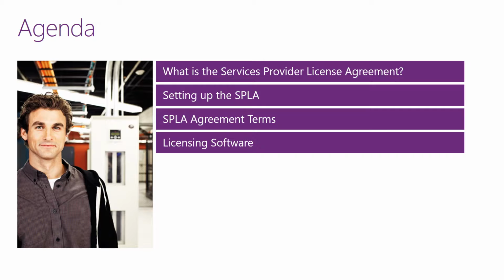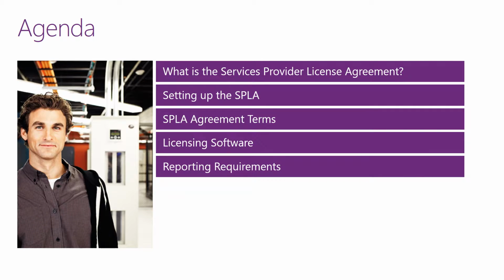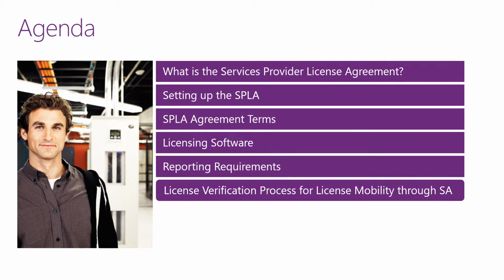The third module in this SPLA series does actually cover the licensing of the products in much more detail, so we'll restrict ourselves to just an overview for this module, but you do know where to go for the detail on this. We'll see that there are some reporting requirements for partners signing a SPLA, so we'll take a look at those too. And then we'll turn to an important process called the license verification process, which comes into play when license mobility through software assurance rights are used.